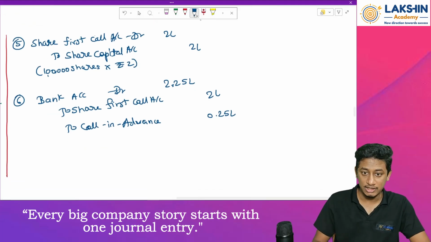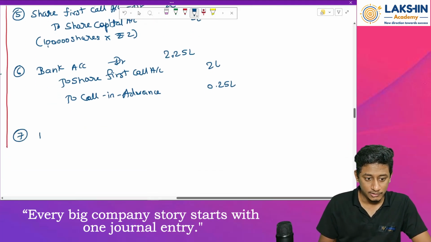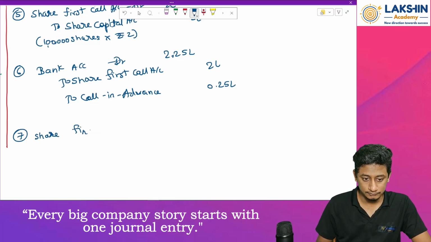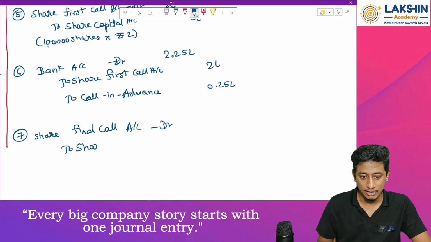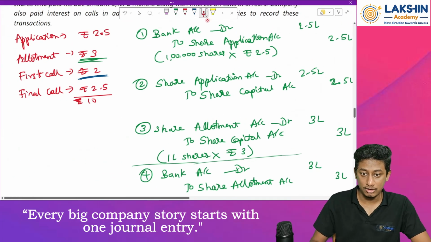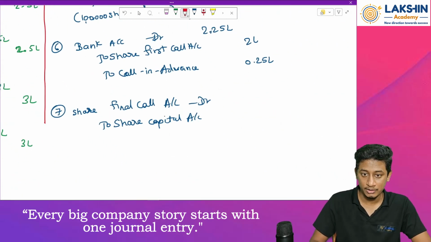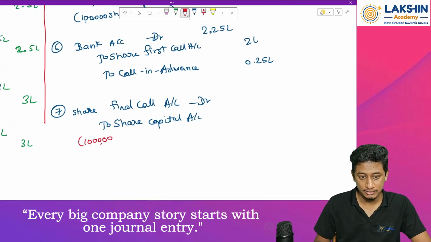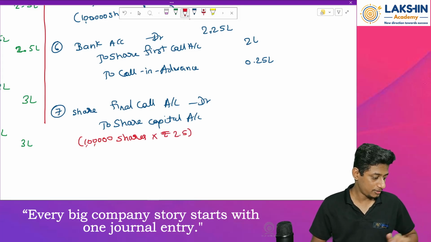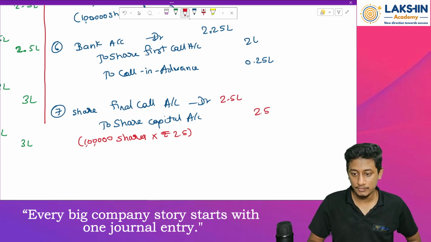Clear? Okay. Now the last part, where share final call account is debited to share capital account. How much was supposed to be received on final call? Rupees 2.5 into 1 lakh shares, which equals 2.5 lakhs. So 2.5 lakhs was supposed to be received.